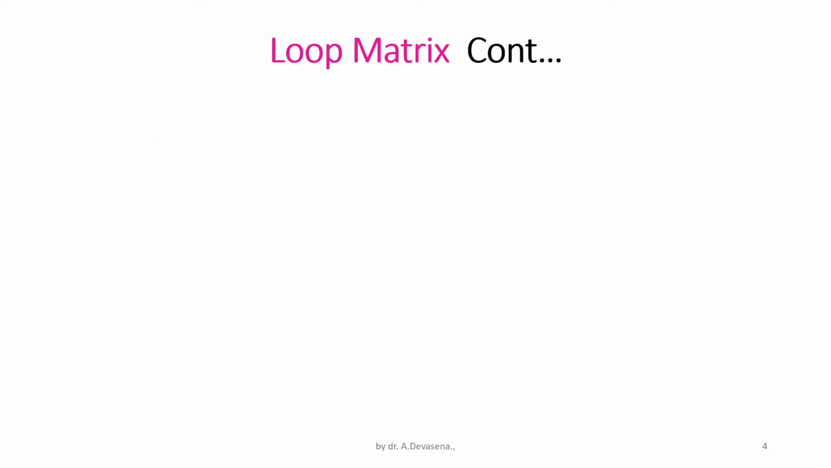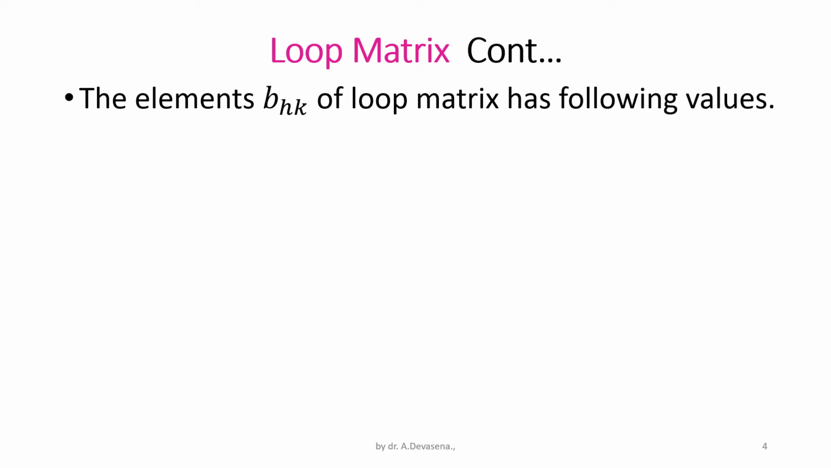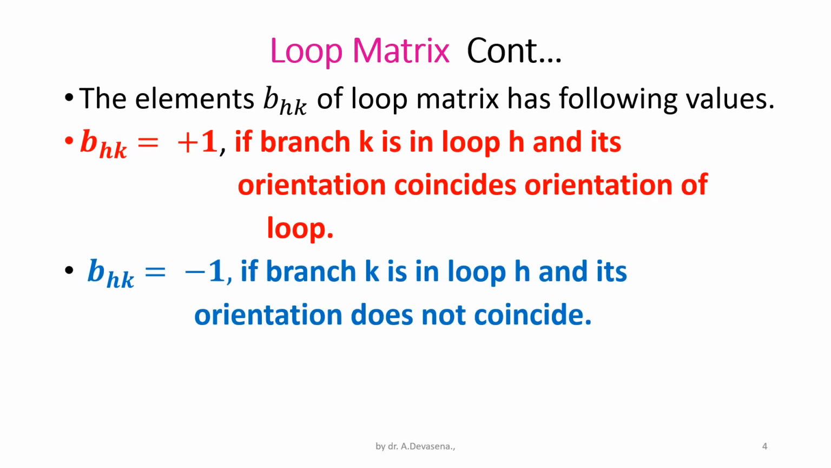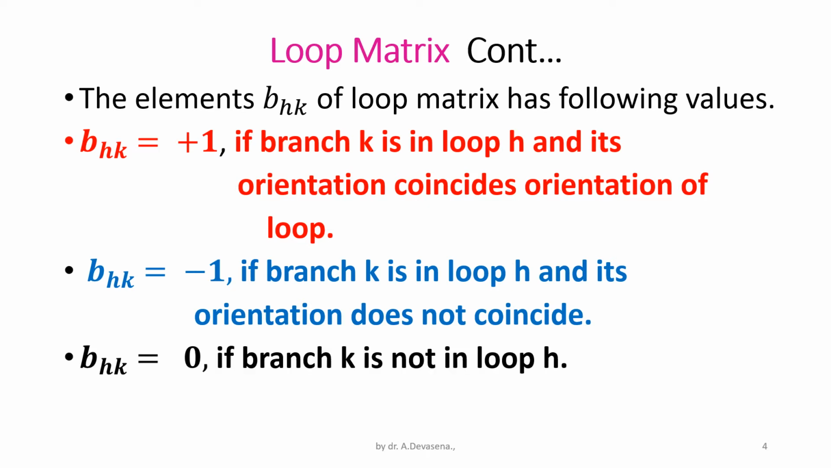The elements b suffix hk of loop matrix have the following values. B suffix hk is equal to +1 if branch k is in loop h and its orientation coincides with the orientation of the loop. B suffix hk is equal to -1 if branch k is in loop h and its orientation does not coincide. B suffix hk is equal to 0 if branch k is not in loop h.